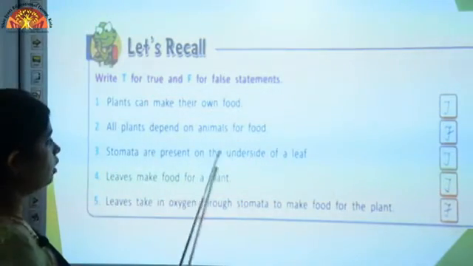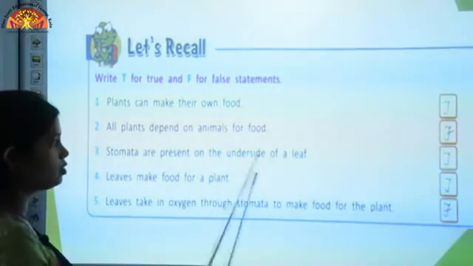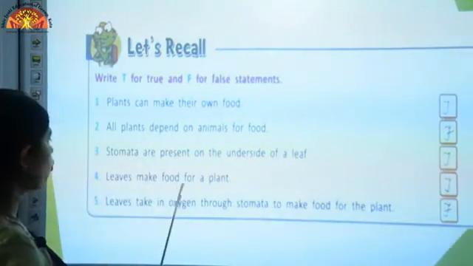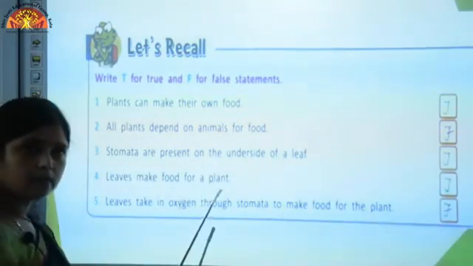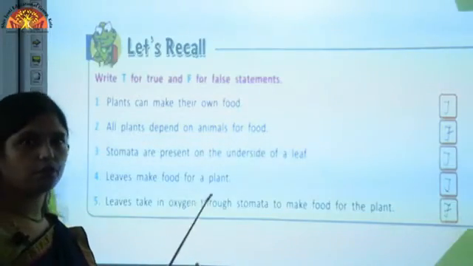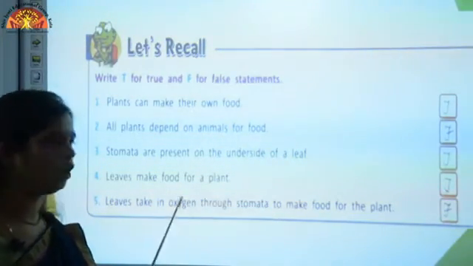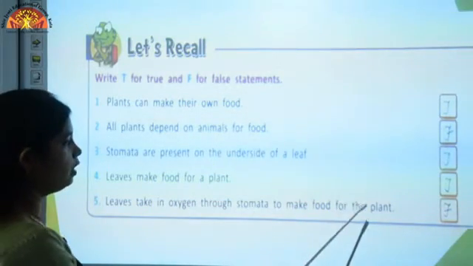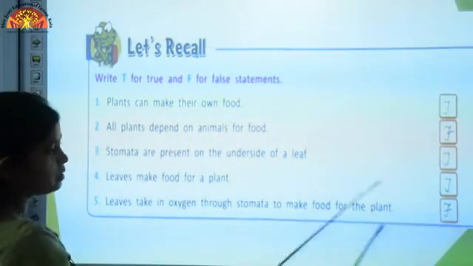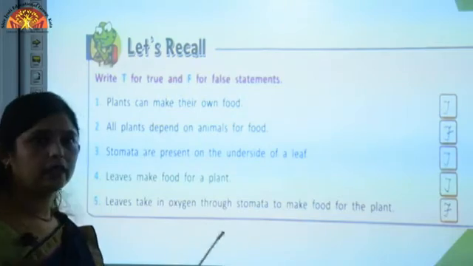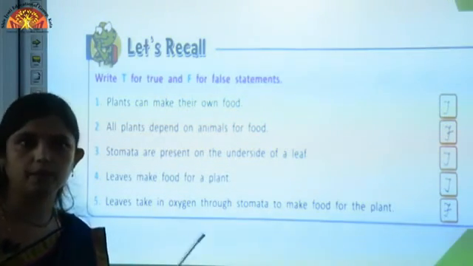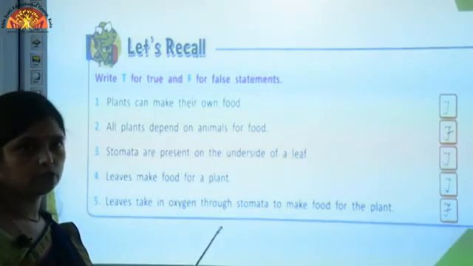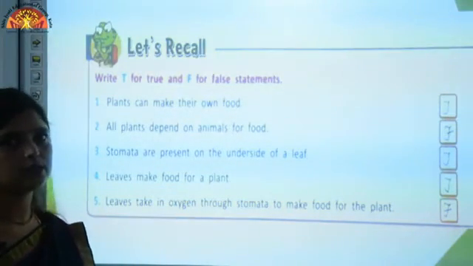Stomata are present on the underside of a leaf. Now this is also a correct statement. So we have written T over here. Leaves make food for a plant. Again this is a correct statement because leaves contain chlorophyll which helps in preparing food for plants. Leaves take in oxygen through stomata to make food for the plant. So here this statement is false because raw material for photosynthesis is carbon dioxide. So leaves take in carbon dioxide and not the oxygen. Okay, they give out oxygen during this process.